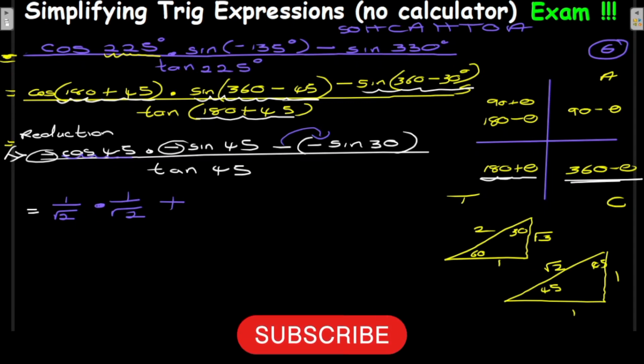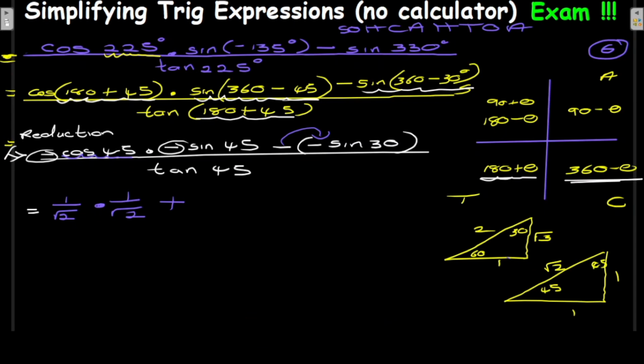Now sine 30, we need to know how to get sine 30. That is easy. You look at your 30-degree angle, which is in that triangle with 60 degrees. Sine 30 will be opposite over hypotenuse, which is 1 over 2. And we are dividing this by tan 45. This one is easy. Tan 45 is opposite over adjacent, which is 1 over 1, which is 1. So I'm not going to write that. I'm just going to go straight to it and simplify this.